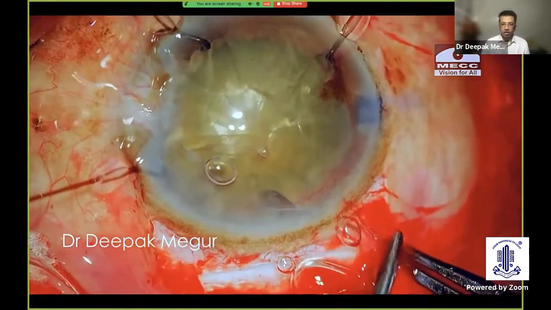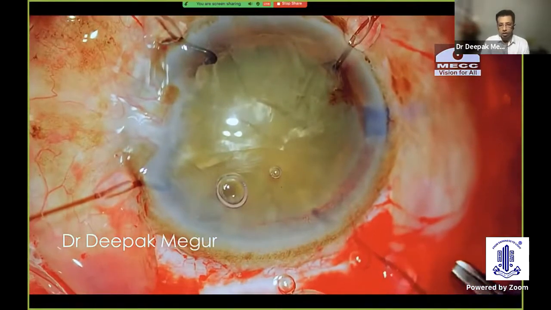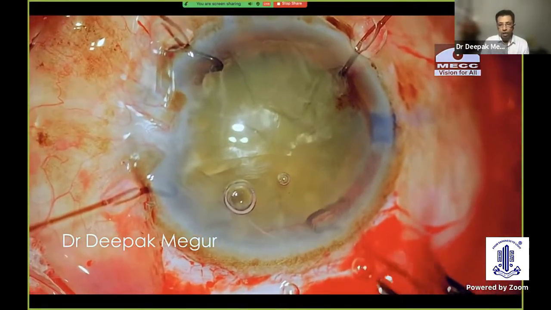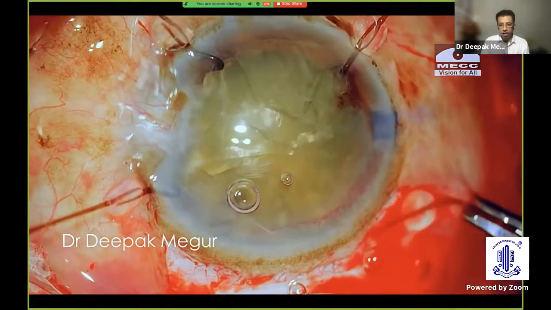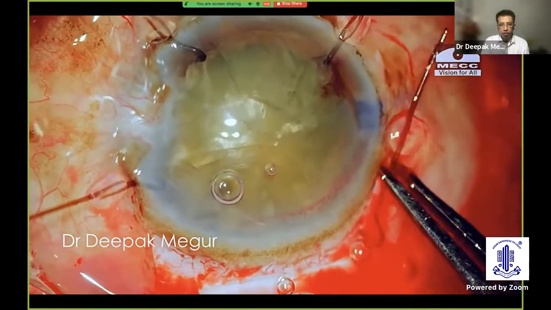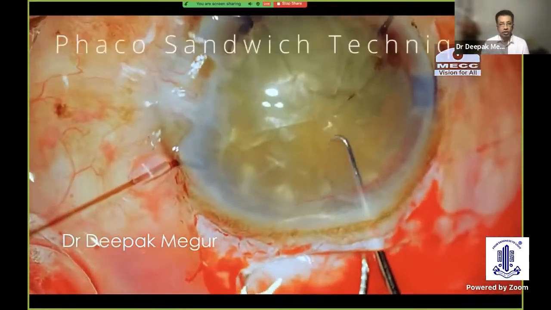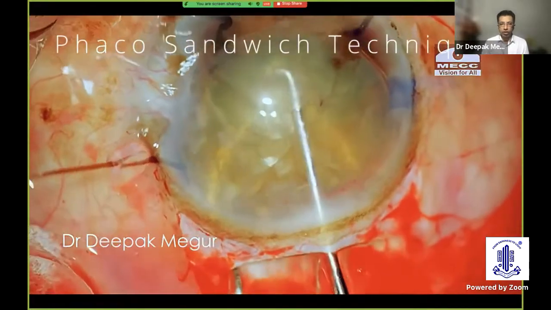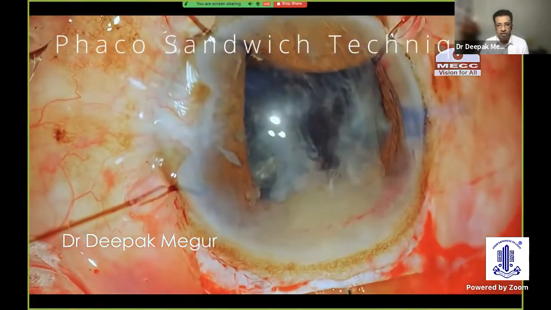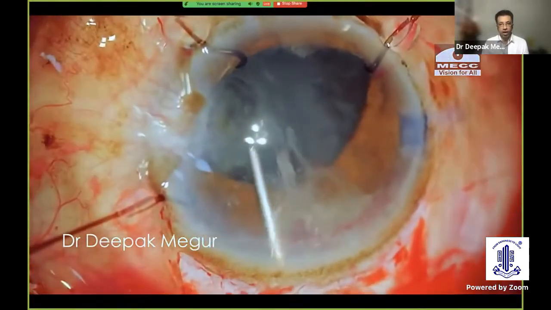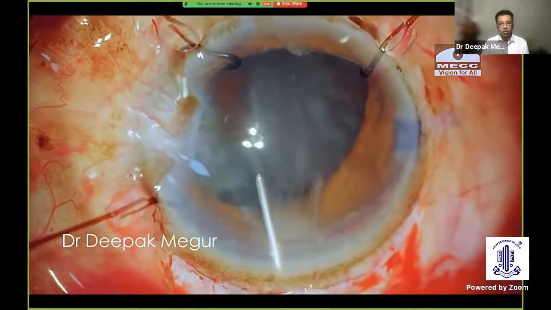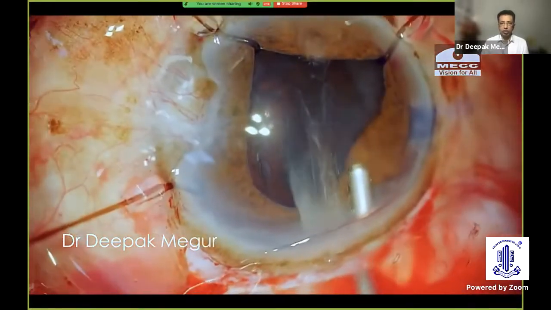Again, I'm disengaging one of the hooks here. It had slipped, and I'm removing it so that I don't have any obstruction while delivering the nucleus. My plan is to use a phaco sandwich technique here, using the Vectis and the dialer. Under the cover of the viscoelastic, it is expressed out. Now we have the epinucleus, which is visco-expressed.